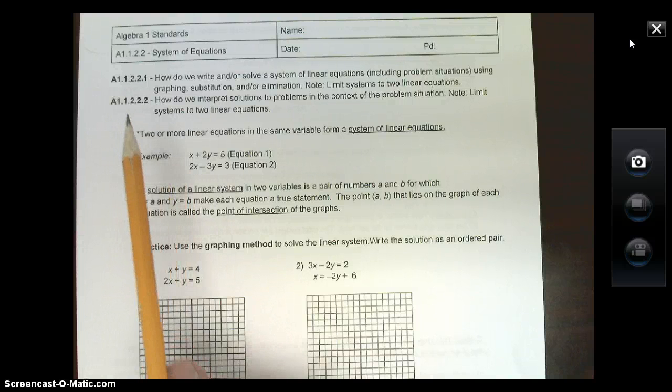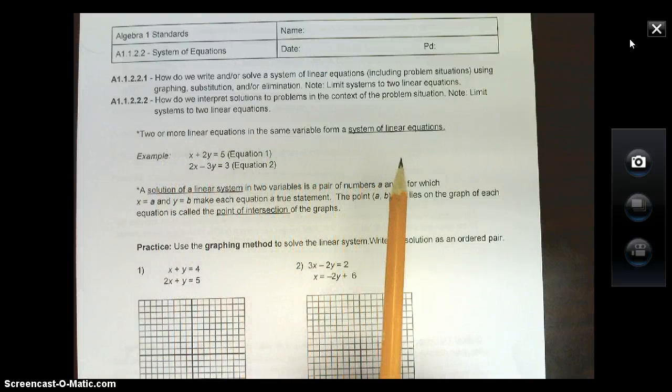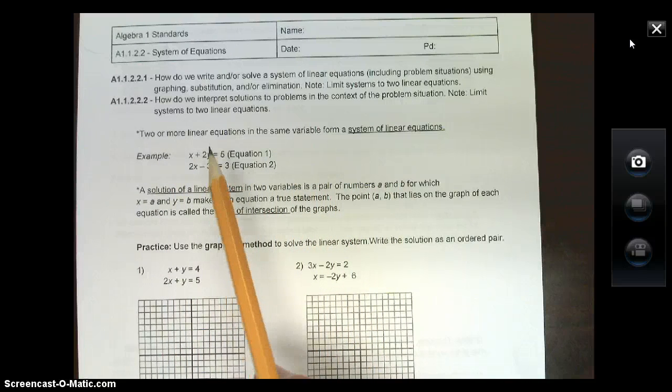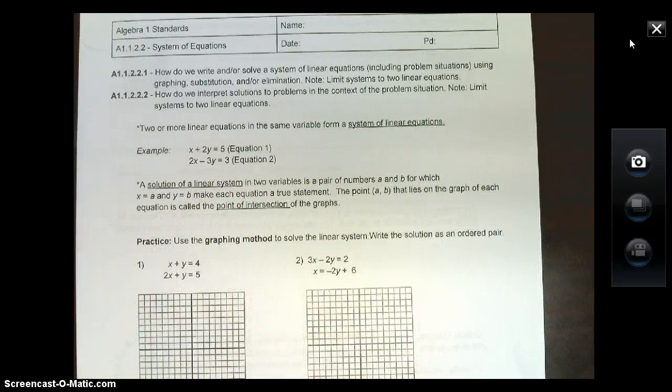Here's the standards up top. Two or more linear equations in the same variable form a system of linear equations. Okay, so here's an example. Equation 1, x plus 2y equals 5. Equation 2, 2x minus 3y equals 3. A solution of a linear system in two variables is a pair of numbers a and b for which x equals a and y equals b make each equation a true statement.